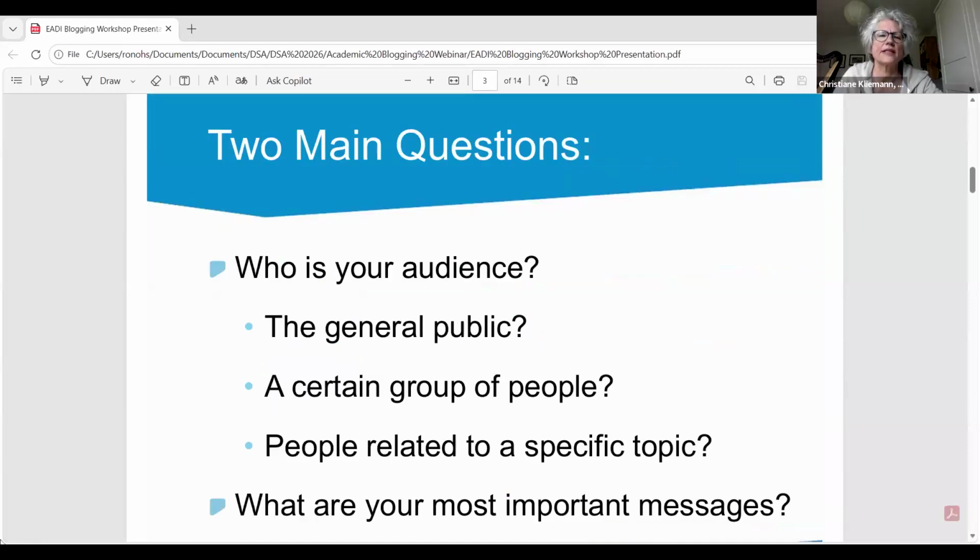As Rowena already said, it's very important who your audience is, whether it's the general public, a certain group of people, or people related to a specific topic, because that also determines to what extent you have to explain general stuff. The more specialized an audience is, the more you can depend on them knowing basic things about your topic. And it's always good to know, before you start writing, what your most important messages are. Next slide, please.